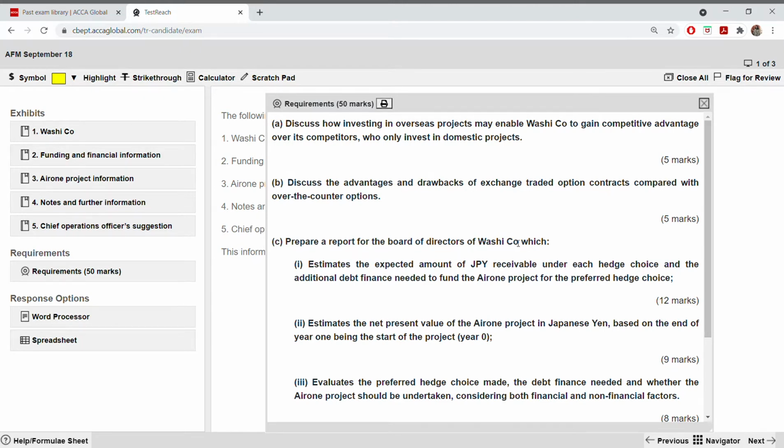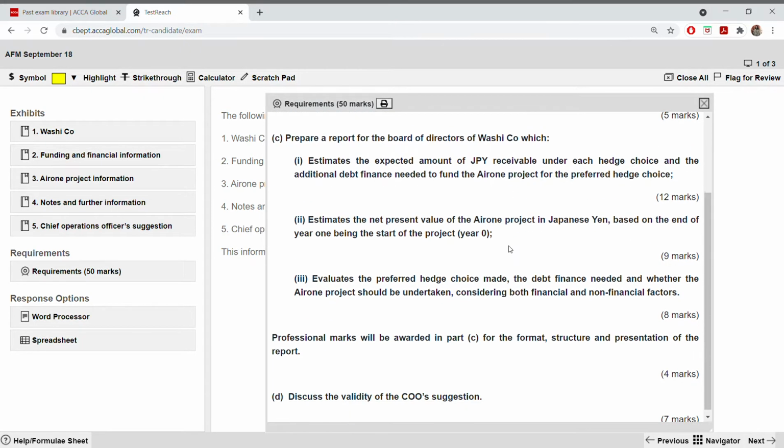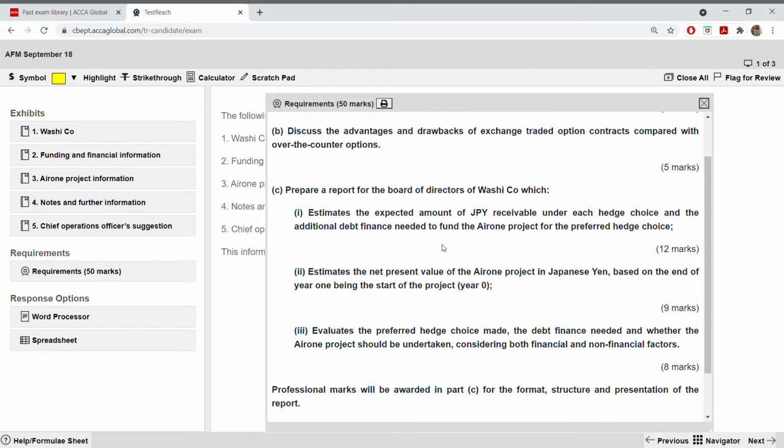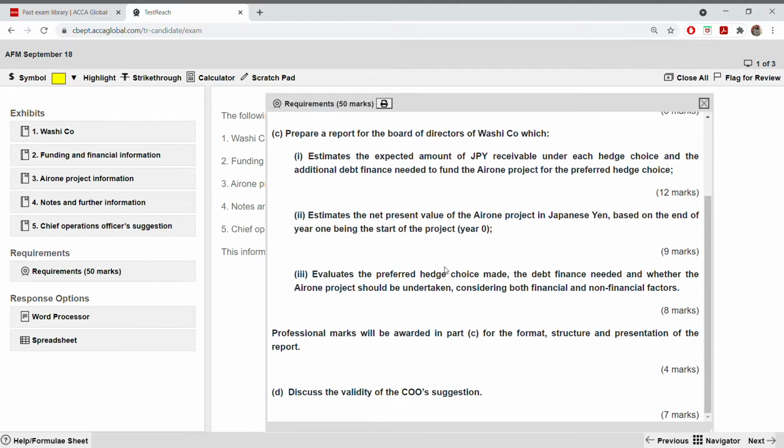My concern is in part C. Why part C? Because this is the report you have to make, and here only major calculations you have to do. Whenever a report is there in your section A, that is an area where you will be getting professional marks, number one. Second thing, that is an area where a lot of workings are required. Calculation is required in that one only. Because if you see the other parts, A, B, and we have a D. Yes, we have a D also. They are theory parts.